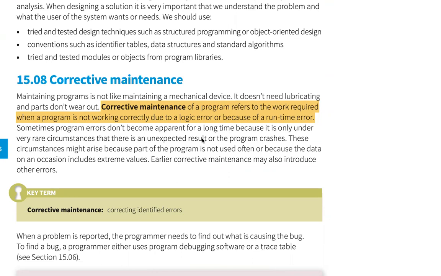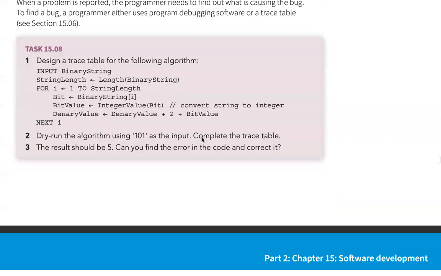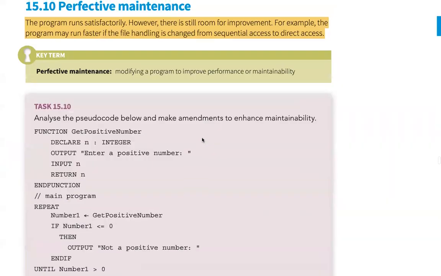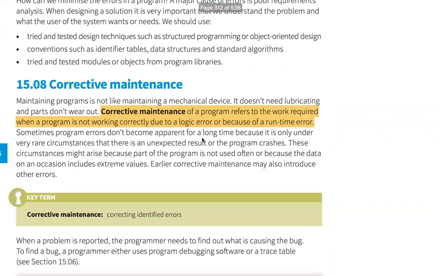And when a deployed program that's currently being used has to undergo some changes that are required, that's called maintenance. Now we have three types of maintenance: corrective, adaptive, and perfective. Let's understand the difference between them. Corrective maintenance means that the program was running, the client was using it, and it has some errors in it.